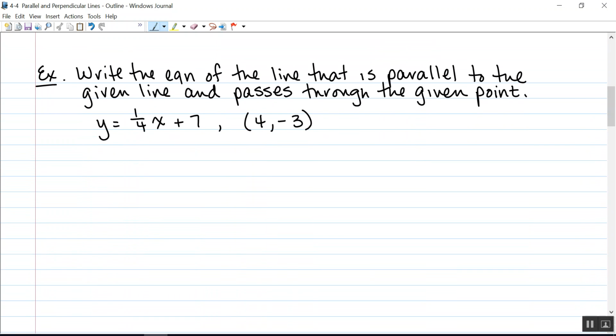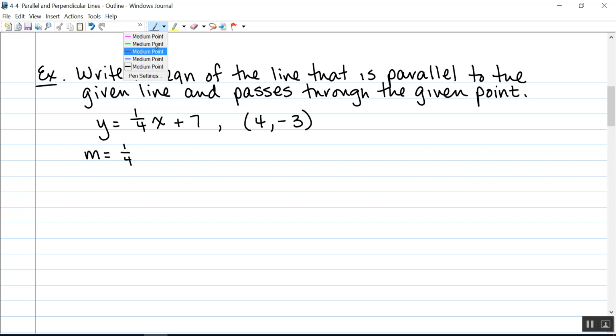This says write the equation of the line that is parallel to the given line and passes through the given point. So here I have the equation of a line, and here I have a point. So I want the equation of a line that is parallel to this one, but goes through this point. In order to write the equation of a line, I need to know the slope and the y-intercept. Since these two lines are going to be parallel to each other, the slope of the line that I'm looking for is going to be 1/4, because these two lines will have to have the same slope.